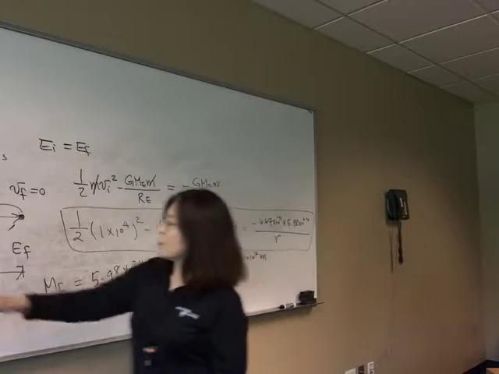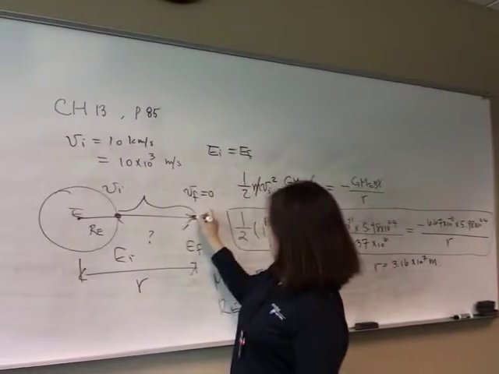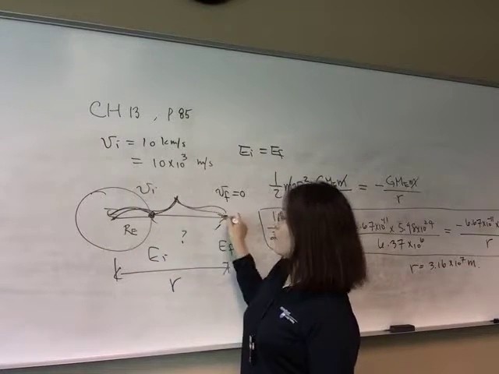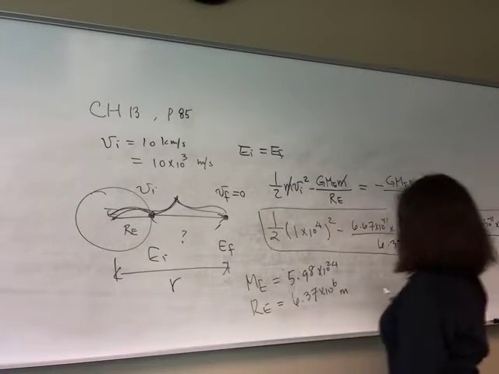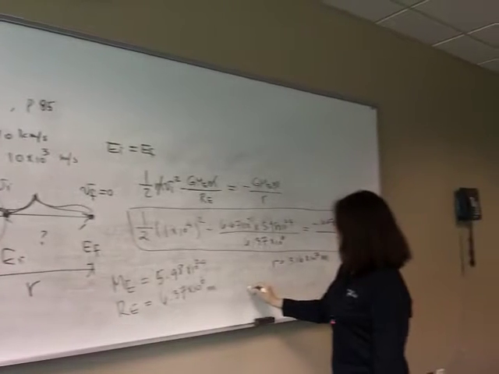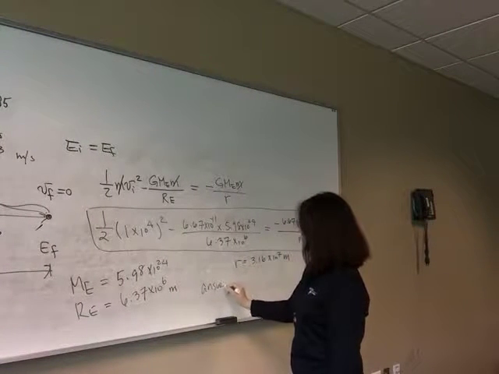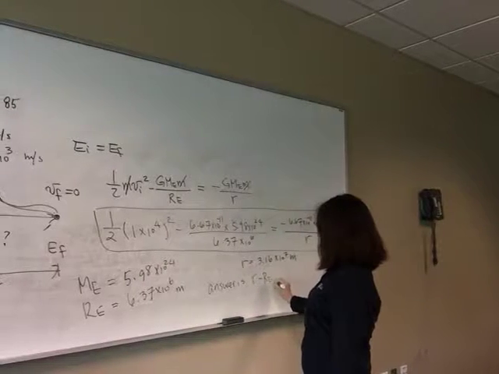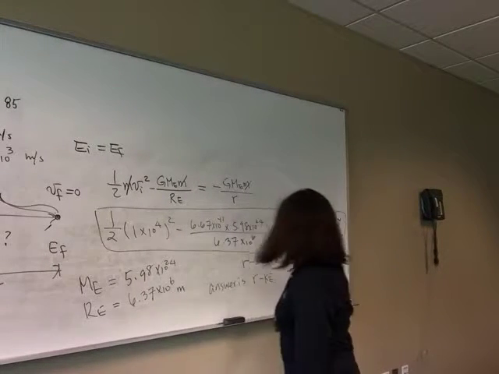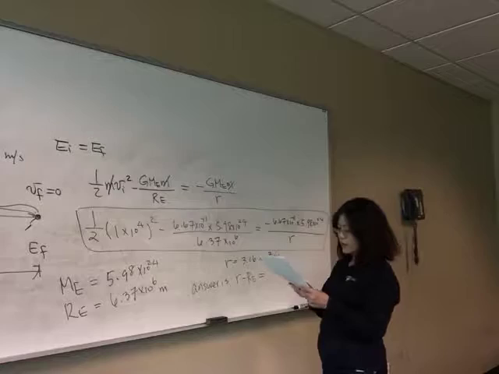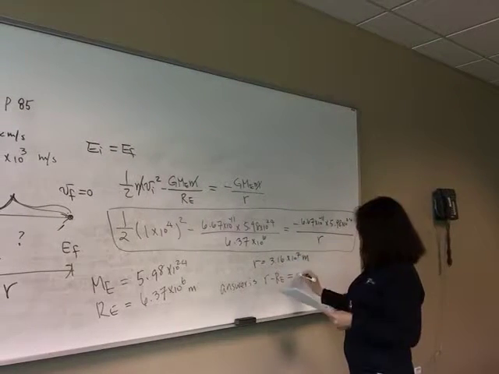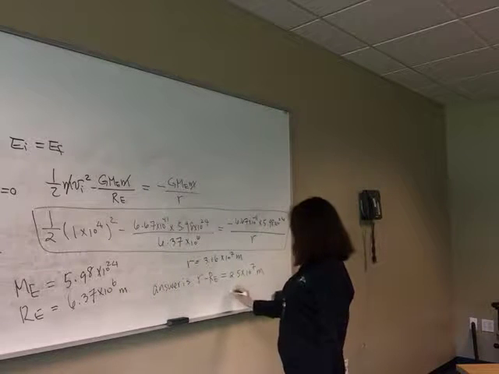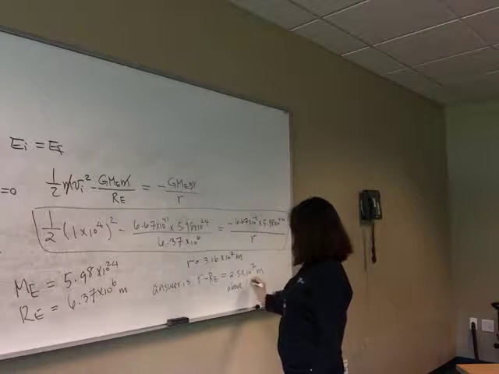And your R here is measuring from the center of the Earth to this point. So you need to subtract the radius of the Earth to figure out what is the distance from the surface of the Earth. So the final answer is R minus RE, and the RE is this. So after you do that calculation, you will get 2.5 times 10 to the 7th meters above the surface of the Earth.